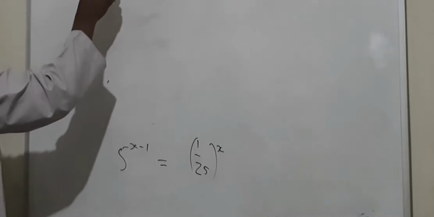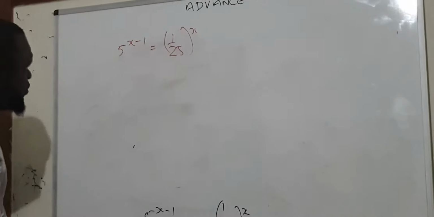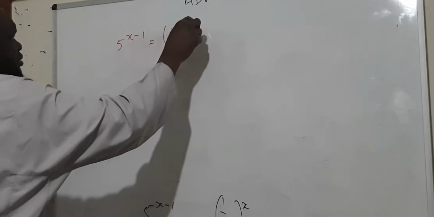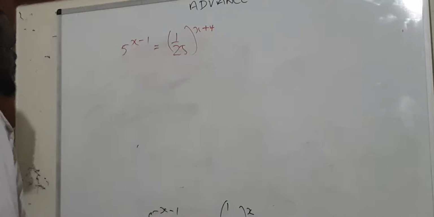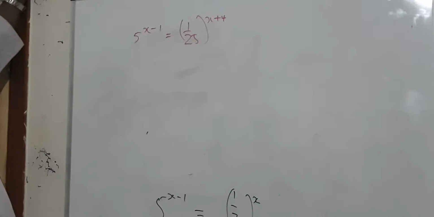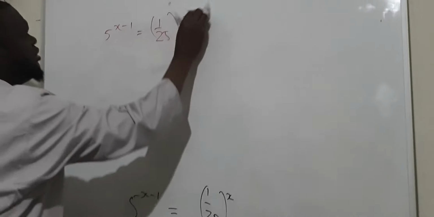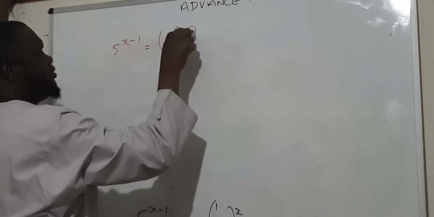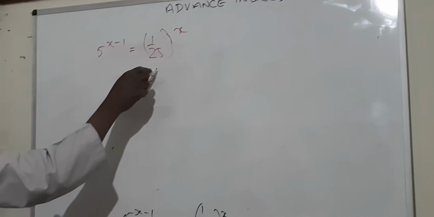Now we are left with that one. 5 to the power x minus 1 is equal to 1 over 25 to the power x. We can even make this more difficult. Oh, so then none of our answers will be right. Okay, what was here? X was there, we put it back. Now, if we look at 5, that rings a bell. 1 over 25 is 5 to the power minus 2.